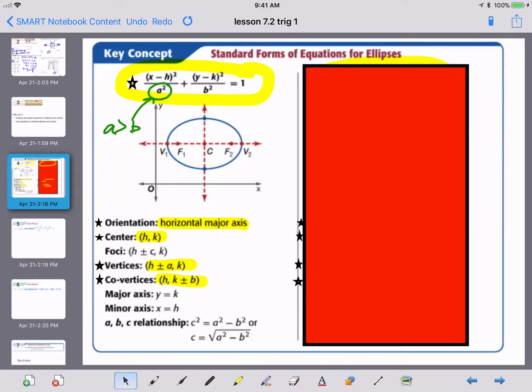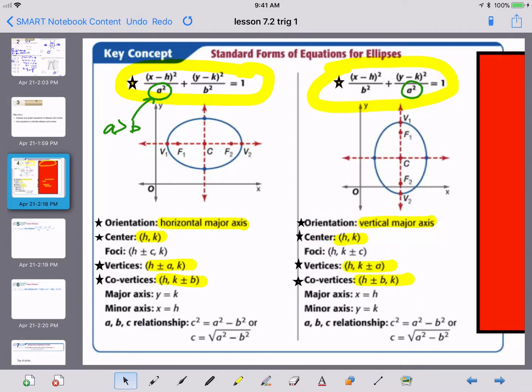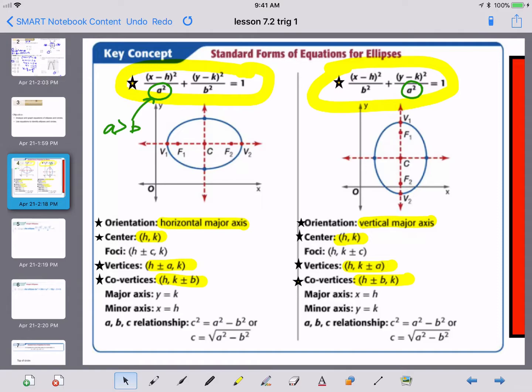Now, if we want to take our ellipse and turn it so that its orientation is vertical, we do so by putting the larger value this time underneath the y squared. So you'll notice we still have x minus h squared over b squared plus y minus k squared over a squared equals 1. But this time the a and the b have flip-flopped spots because now our larger value is underneath the y. Our center is still h, k.